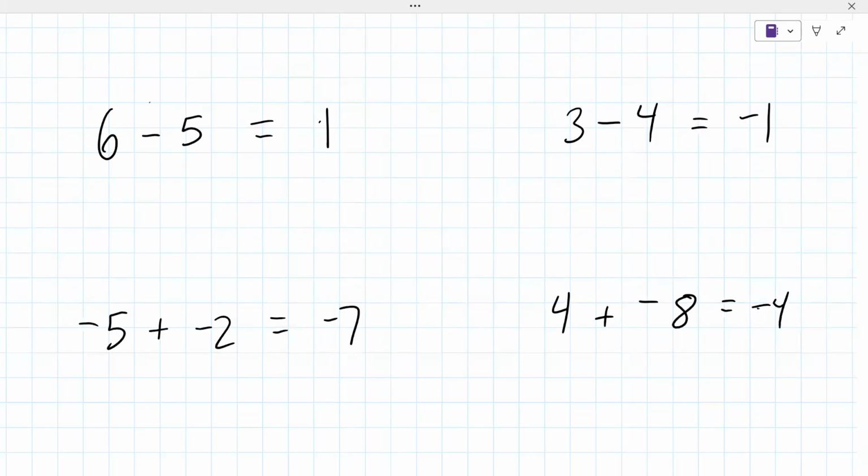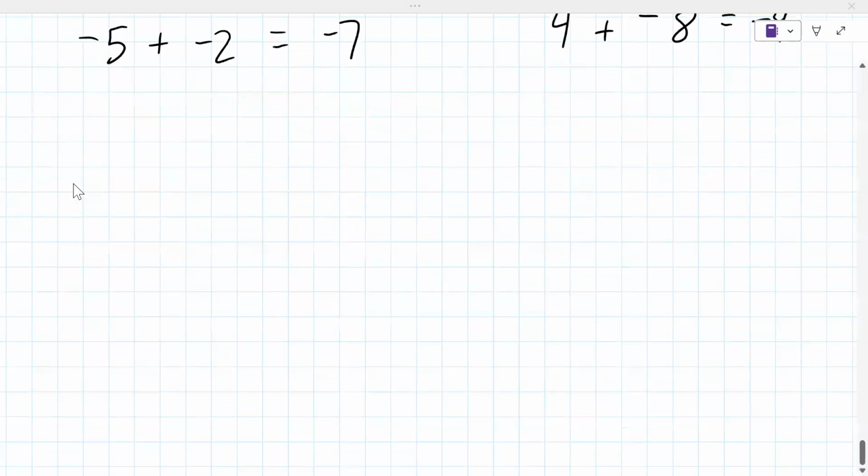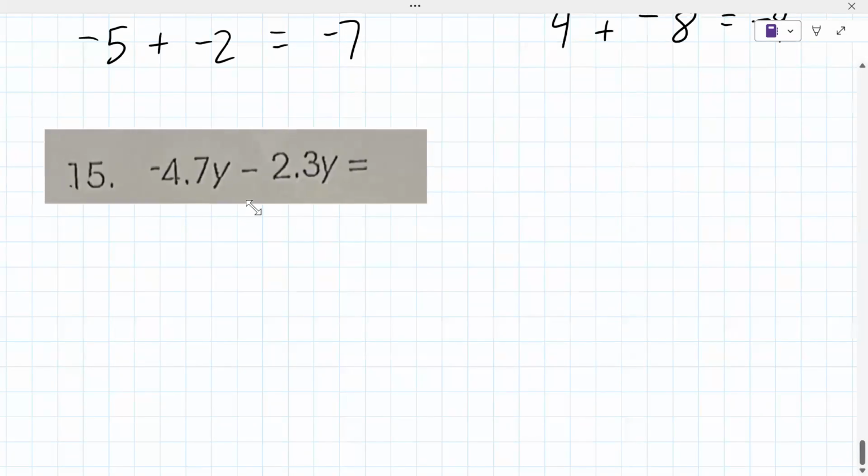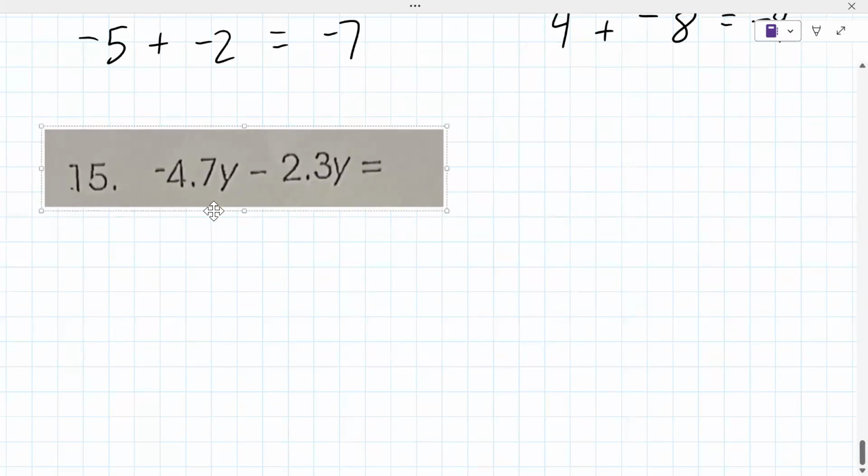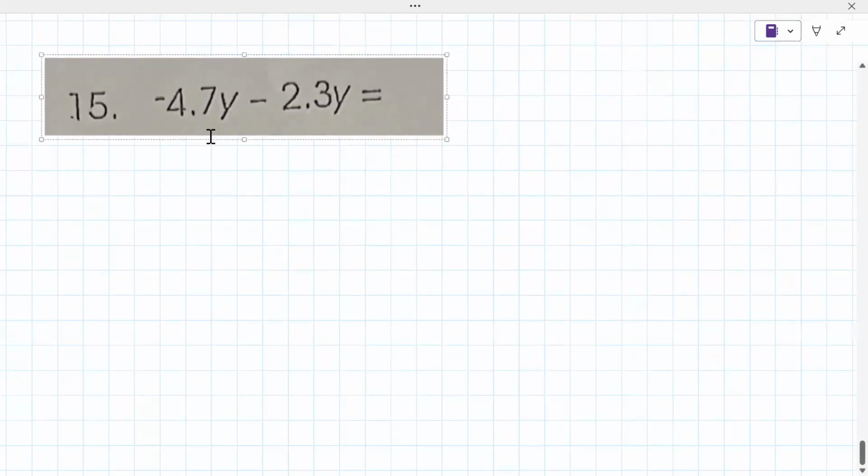Okay, so we're going to look at some more problems from your worksheet here. You're going to have to decide whether they are same sign or opposite signs. Let's look at 15 first. Are these same sign or opposite sign? Same sign. So try this one more time.